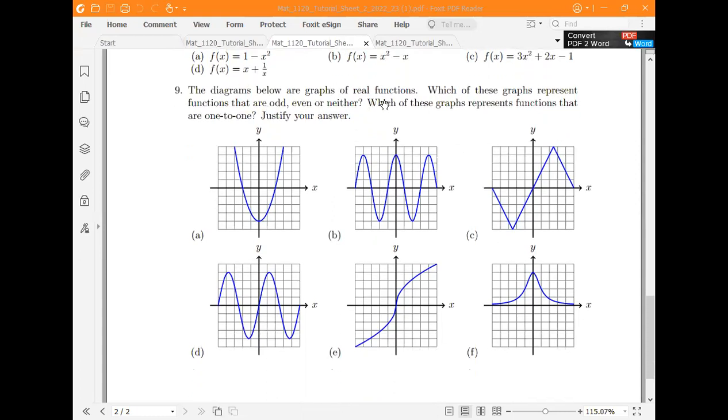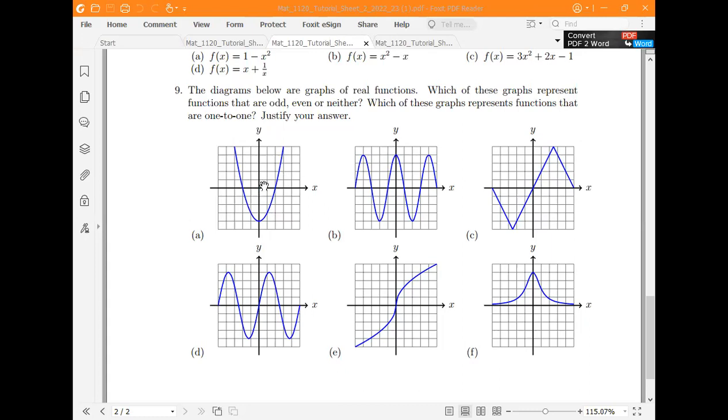The diagrams below are graphs of real functions. Which of these graphs represent functions that are odd, even, or neither? Even means if I substitute negative 2 or positive 2, I get the same value. Then it's even. Or if the line of symmetry is the y-axis, then it's even.